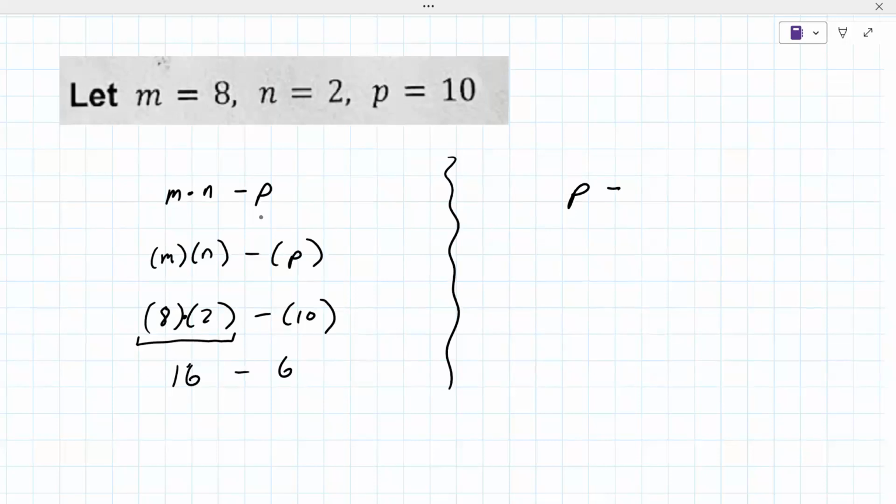Now here, I want you to try one on here. P minus, I'm sorry, let me do it differently. P minus m plus n. Could you try that for me, please?